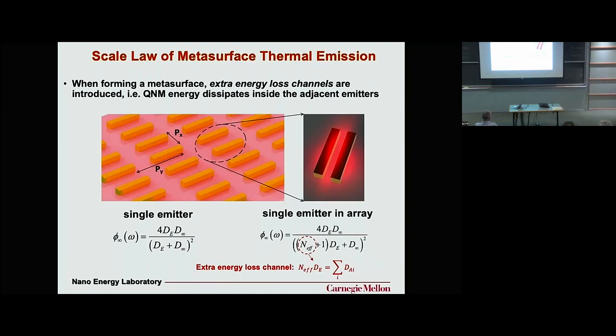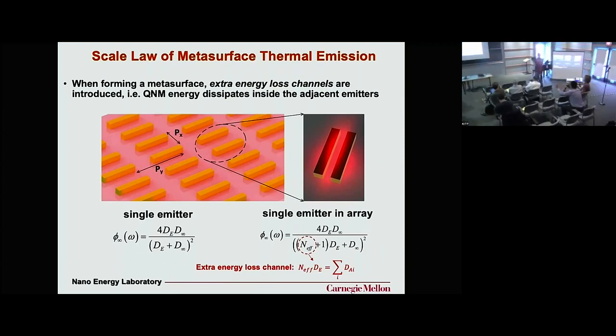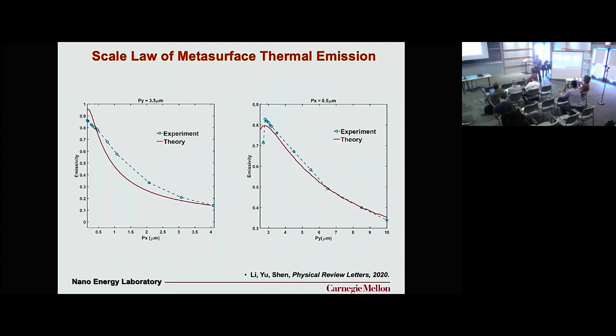Can you show me the slide? You have two figures. On the left, you fixed your PY and adjust. Okay, yeah. I want to better understand these two figures here.